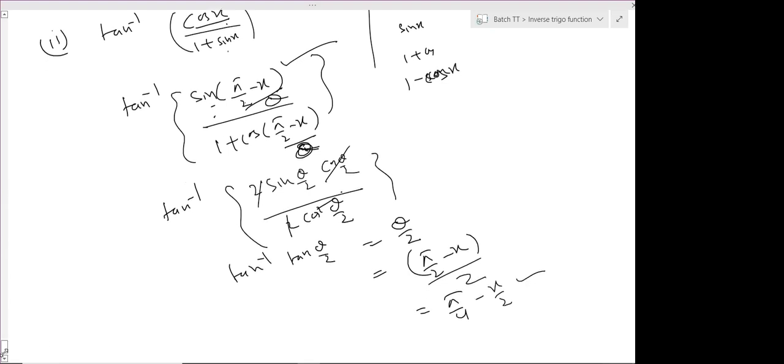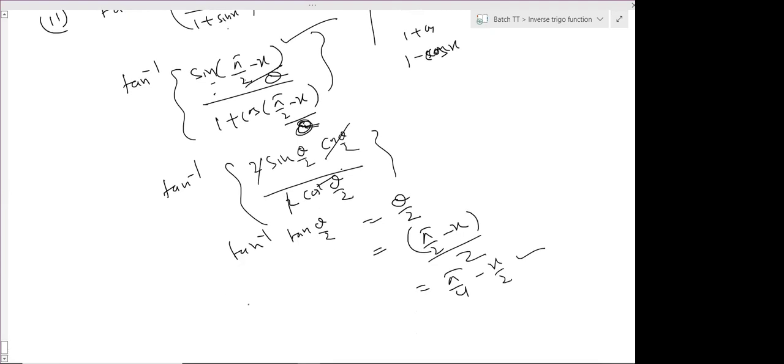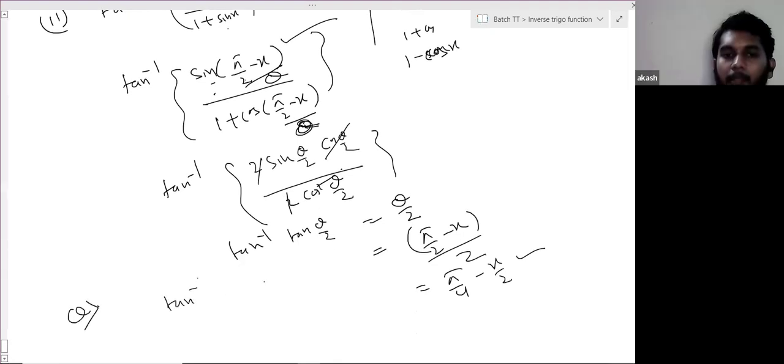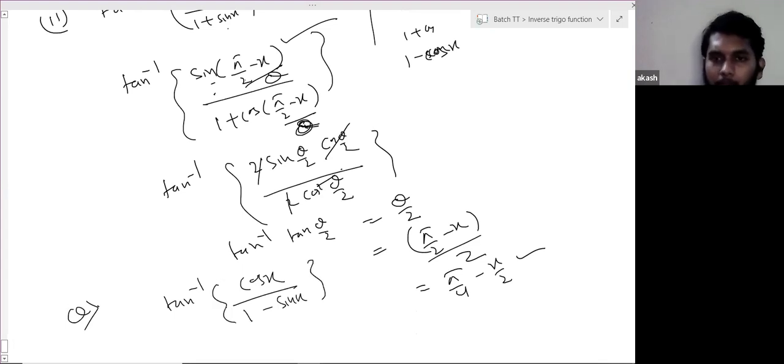All right, next question. And this, I will not be giving any hint. Cos x upon 1 minus sine x. All right, try to solve it. Similar question.